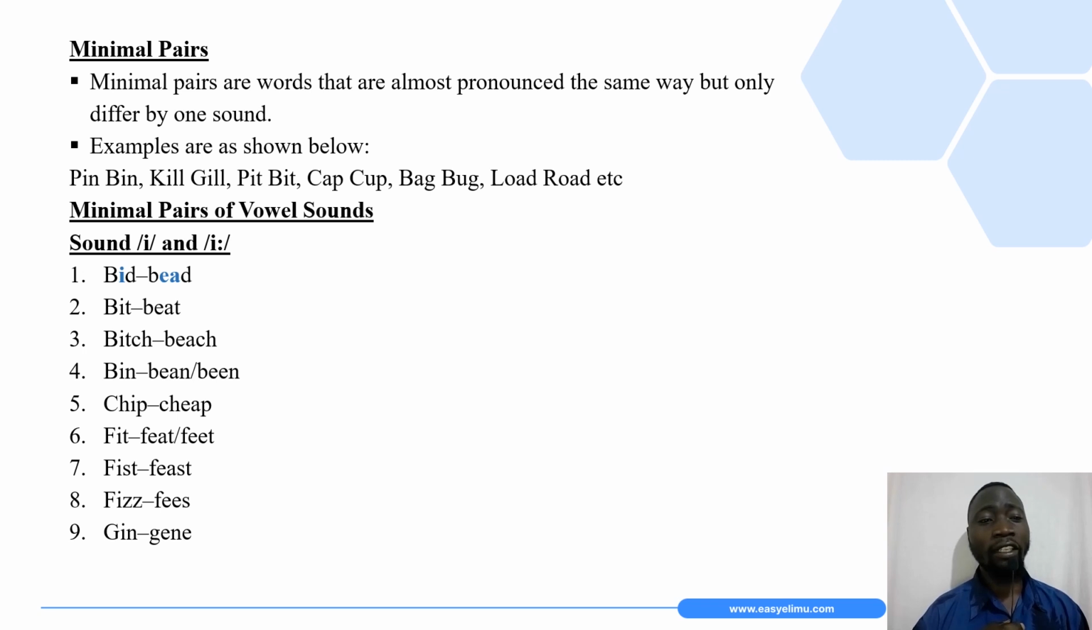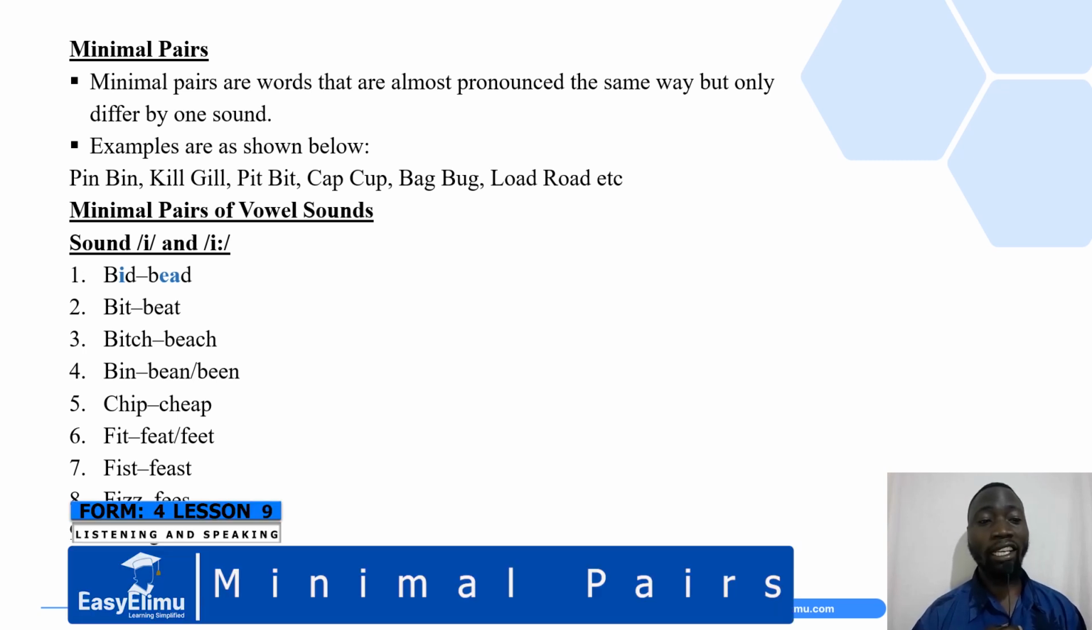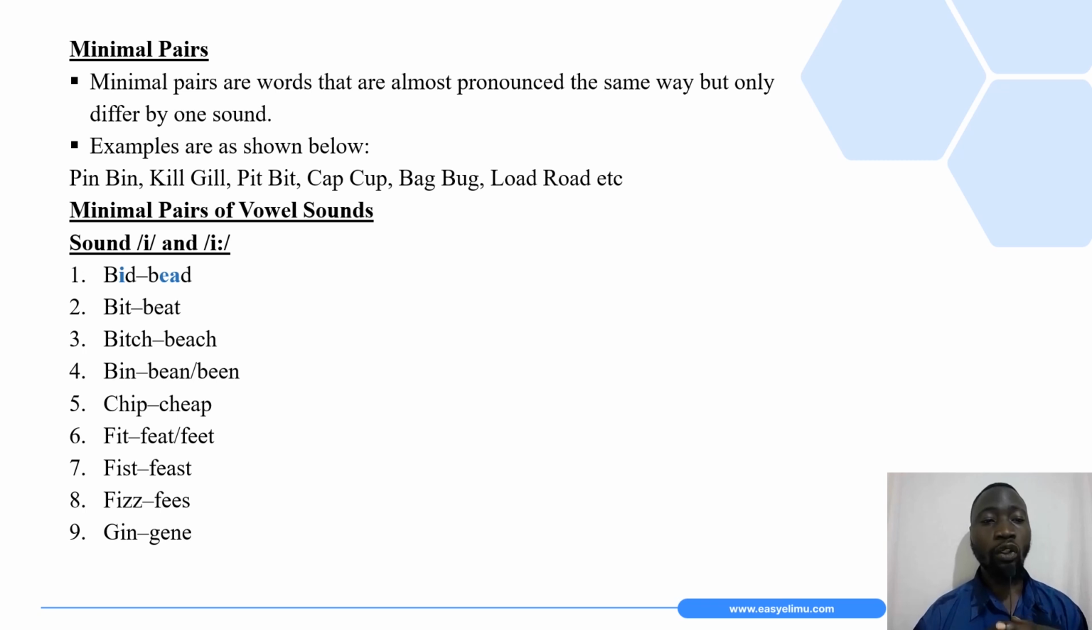So if you look at pin and bin, they are almost pronounced the same way. The only difference in sound that we have is the sound produced by the initial letters, like the pin and the bin. There is also the next pair, kill and gill. They are also almost pronounced the same way, and the only thing is that they differ by one sound. That is the sound k in kill and the g sound in gill.